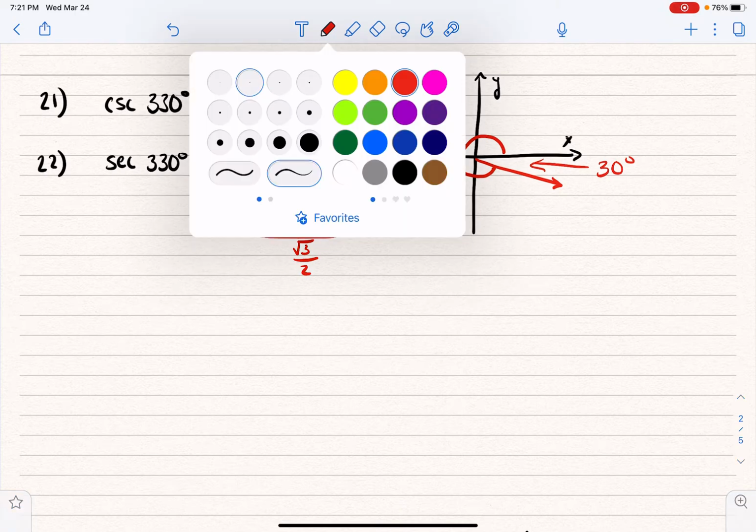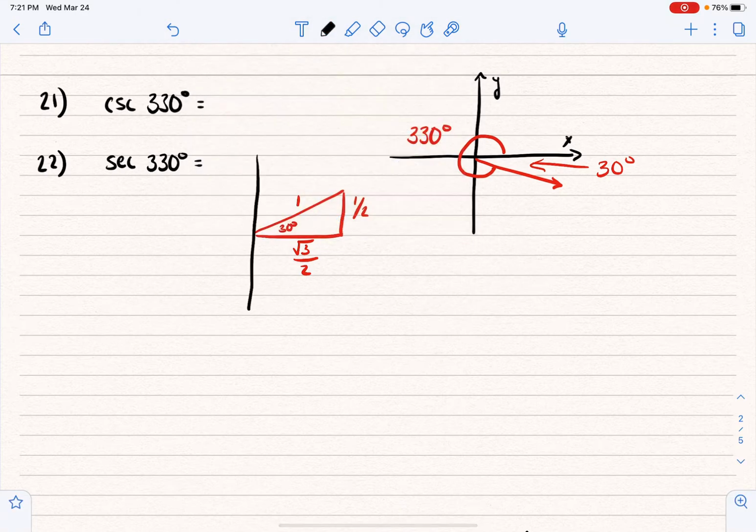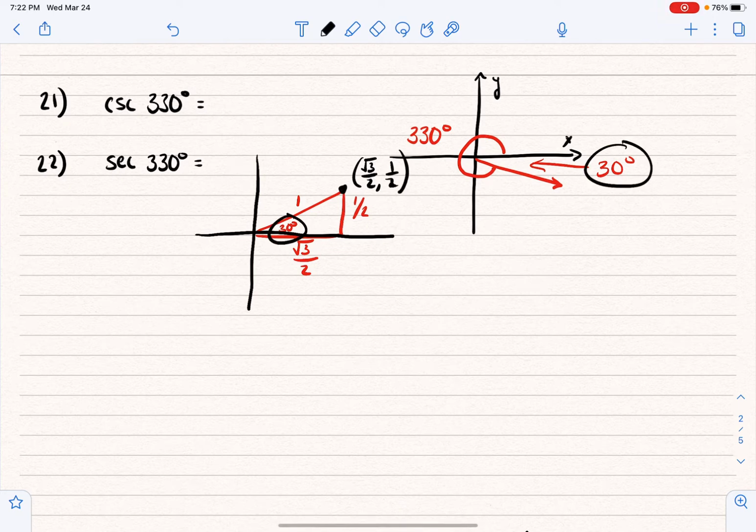And then think about that. If I put that on a coordinate plane, then this point right here is square root of 3 over 2, 1/2. Okay, so if I'm using 30 degrees as my reference angle, then I know my point is going to have these coordinates. They just might be negative, or some of them might be negative. And so I can use that.